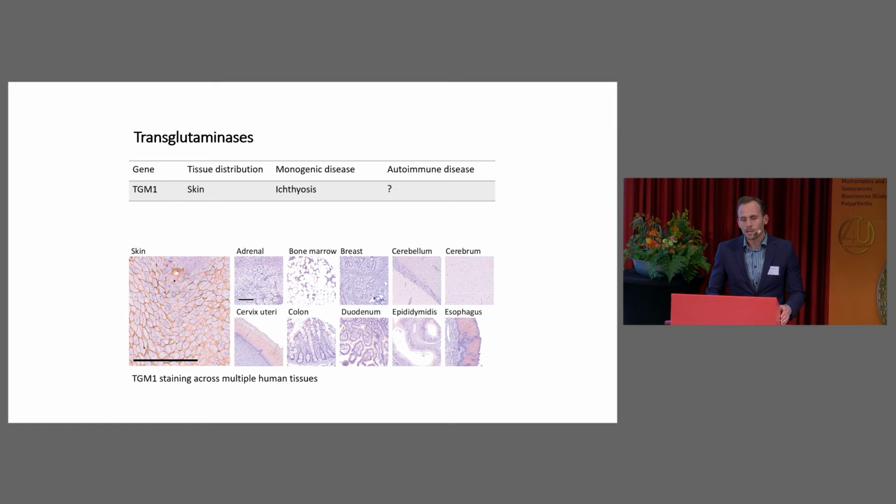TGM1, firstly, is known to be expressed in skin and also other squamous epithelia. And it has these important functions for the stability of epidermis. So if you have biallelic loss of function mutations in TGM1, you are born with a very severe skin disease, a form of ichthyosis. So we were primarily looking for, is there an acquired skin disease that involves autoimmunity against TGM1? And where can we identify it?